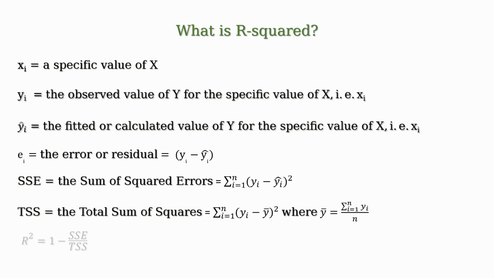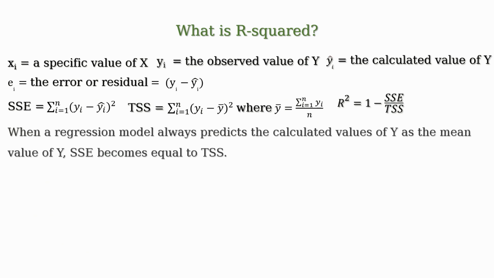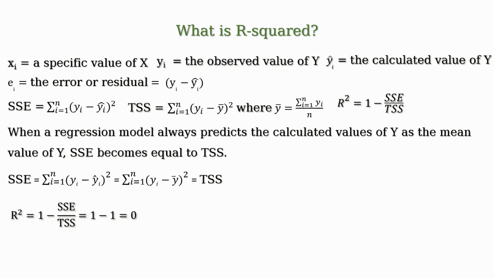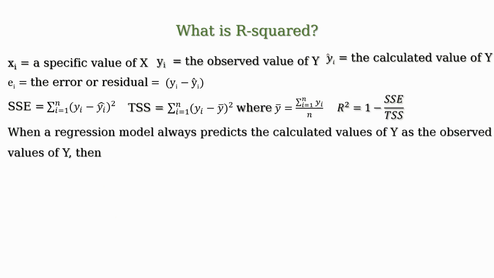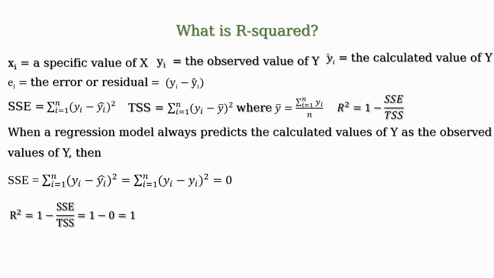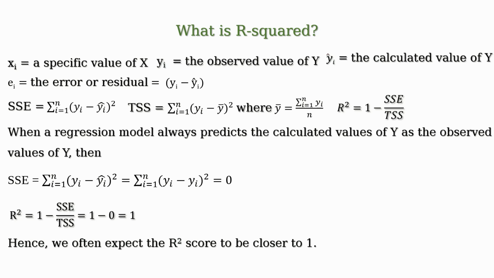R squared is defined as 1 - SSE/TSS. When a regression model always predicts the calculated values of y as the mean value of y, SSE becomes equal to TSS. In that case, R squared = 1 - SSE/TSS = 1 - 1 = 0. And when a regression model always predicts the calculated values of y as the observed values of y, then SSE becomes equal to 0. In that case, R squared = 1 - SSE/TSS = 1 - 0 = 1. Hence, we often expect the R squared score to be closer to 1.